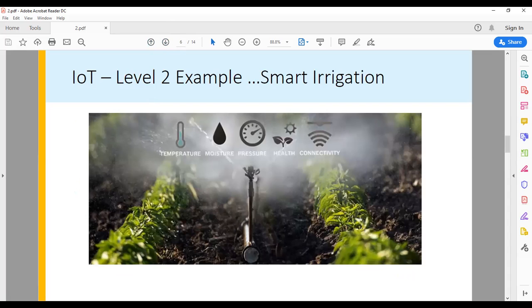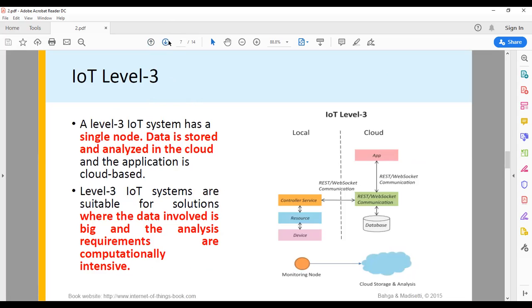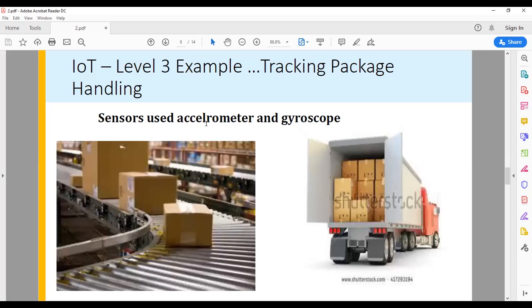So here real time computation is not that much required, real time prediction is not that much required in level 2 comparatively. In level 3 you require real time prediction, the computational time should be fast, and then the actor should act upon it accordingly. For an example, you can see the sensors of accelerometer and gyroscope.